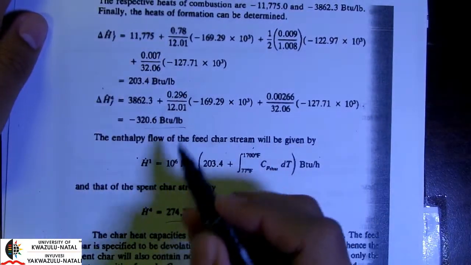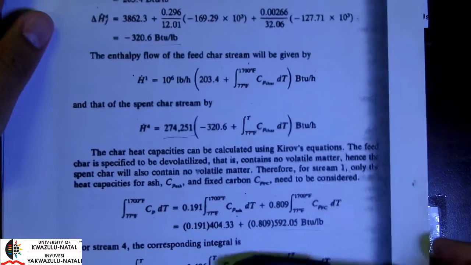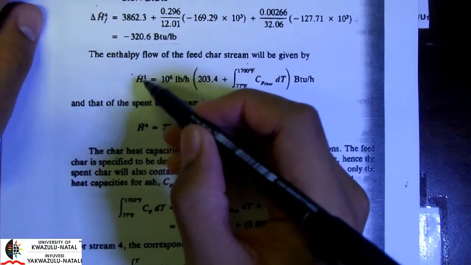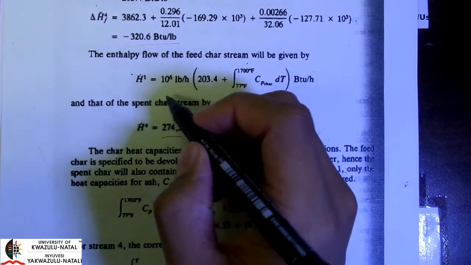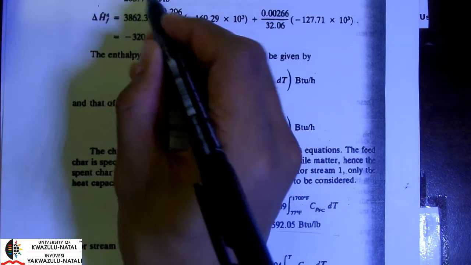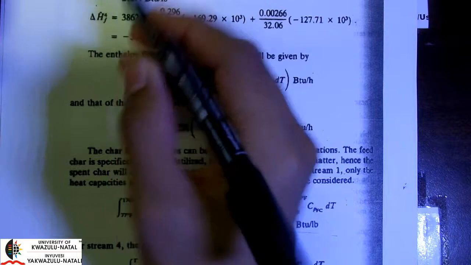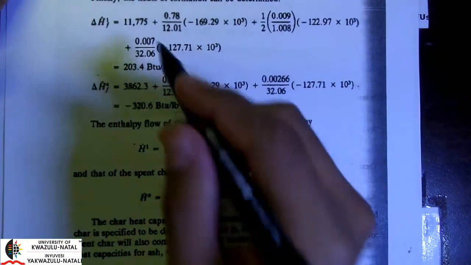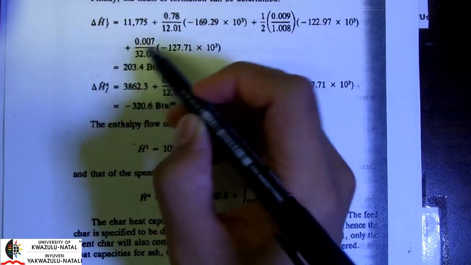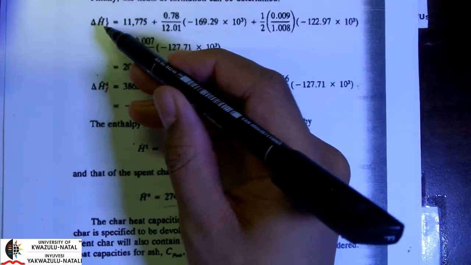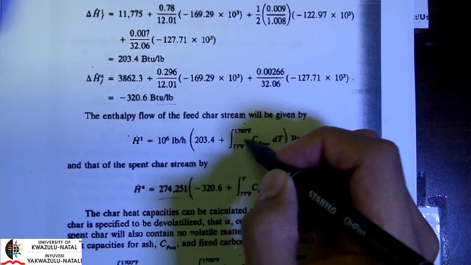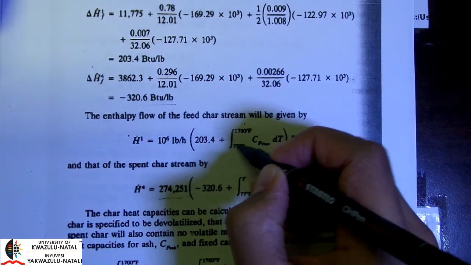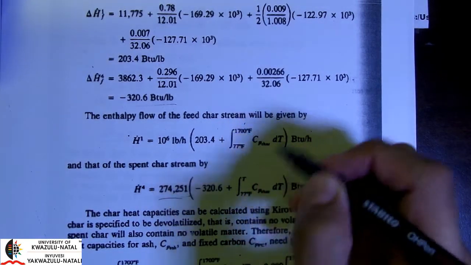And here is how we use our heats of formation. Okay, so if I look at the feed char, for example, I have already calculated my heat of formation, and remember that these heats of formation are standard heats of formation. Okay, so these are heats of formation at 25 degrees Celsius, or in Fahrenheit, that's 77 degrees Fahrenheit.